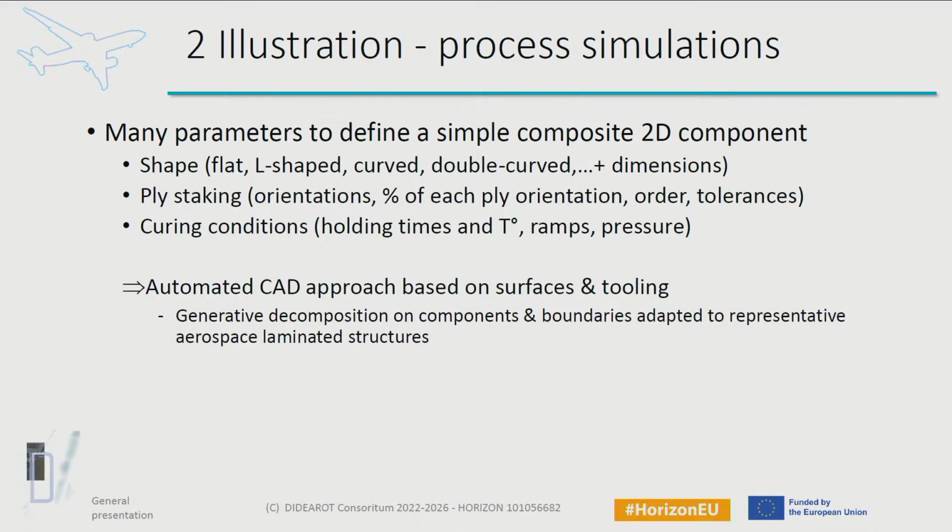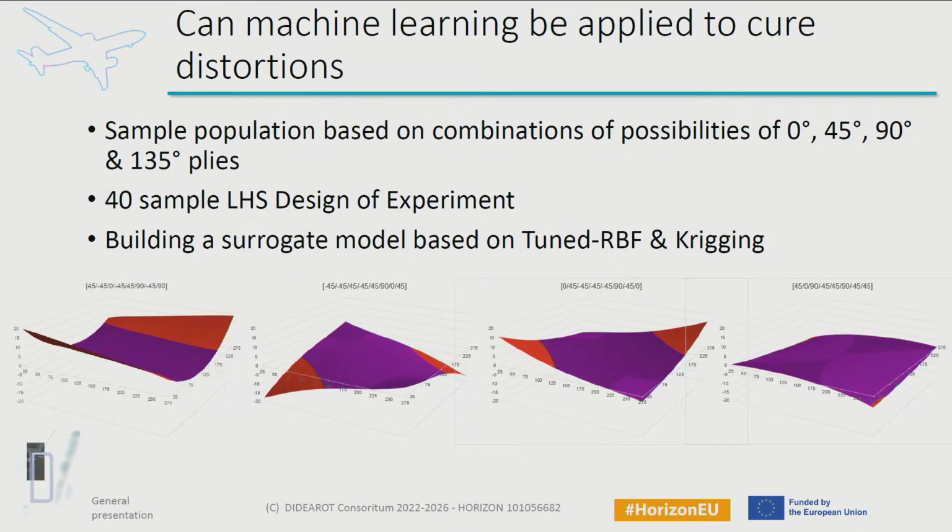Generate all that data, look at different stacking sequences, I mean, different percentages of the number of plies at different orientations, and different curing conditions. So you have an automated CAD approach being developed in the project to build all these surfaces, and then here, for example, a sample of different possible orientations, build sampling through Latin hypercube, and build a surrogate model using different surrogates.